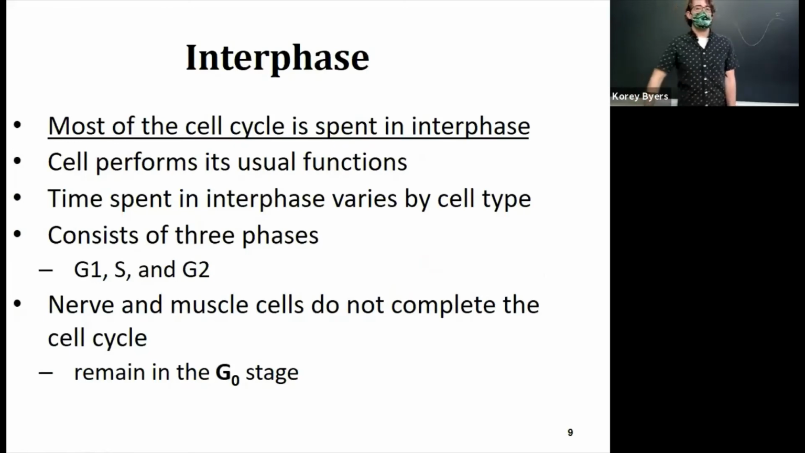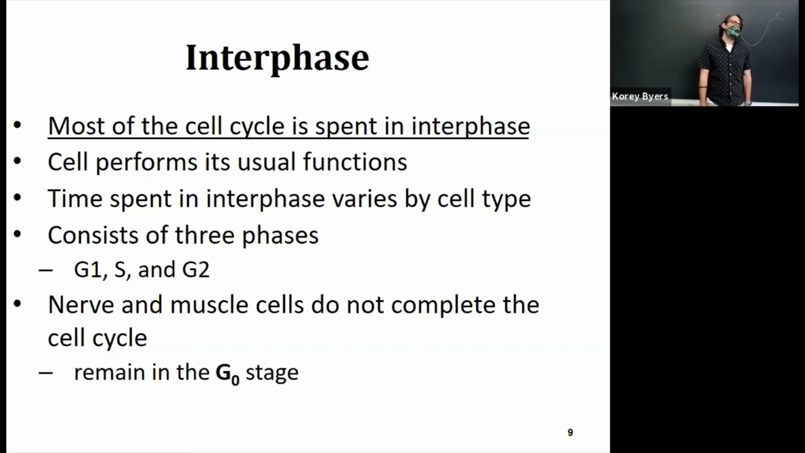Let's talk about interphase first. Most of the cell cycle is spent in interphase. Highlight that, underline it, whatever you need to do. Most of the cell cycle is spent in interphase. It's the longest part of the cell cycle. Here we're duplicating our organelles and our DNA, but we're still able to perform our usual functions. The amount of time you spend in interphase depends on the cell type, but it's still the longest part of the cell cycle. So most of the cell cycle is spent in interphase.